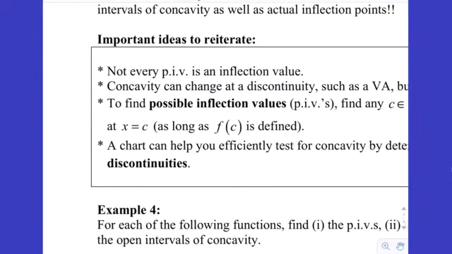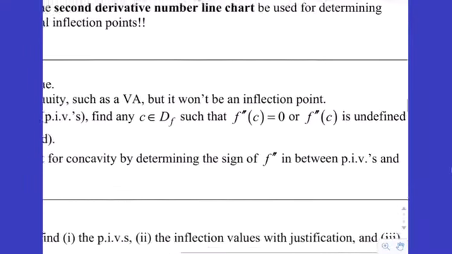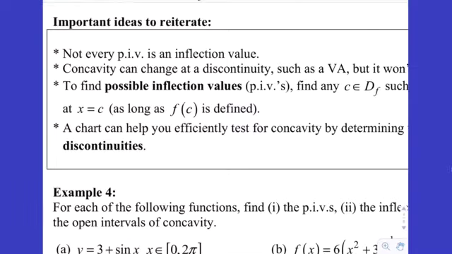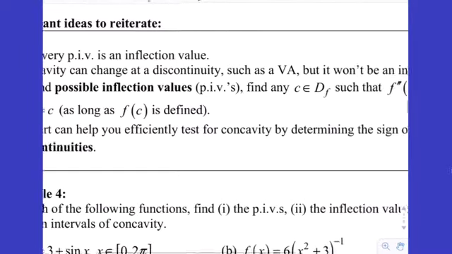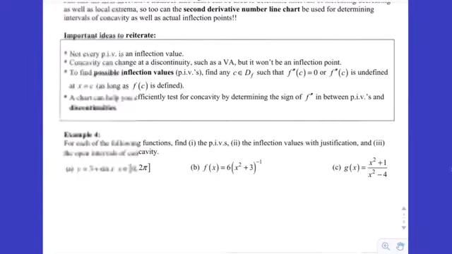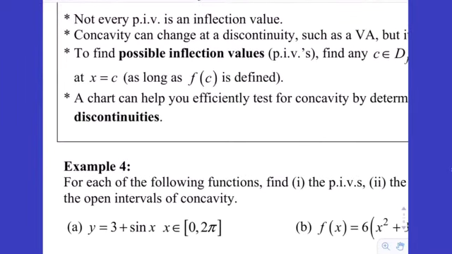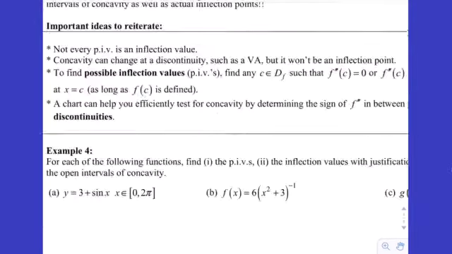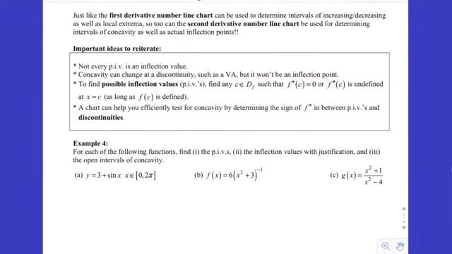Concavity can change at either a discontinuity, such as a VA, but it won't be an inflection point if it's not in the domain. To find possible inflection values, right? We're going to look for all the values in the domain of the function where the second derivative is 0 or undefined. And then the number line chart can help you efficiently and effectively determine the sign of f double prime between any PIVs and any discons.